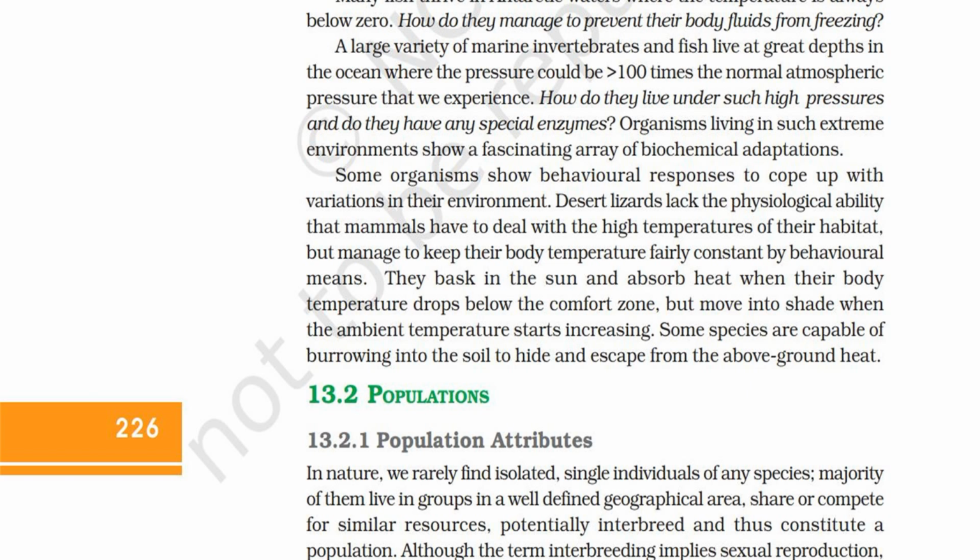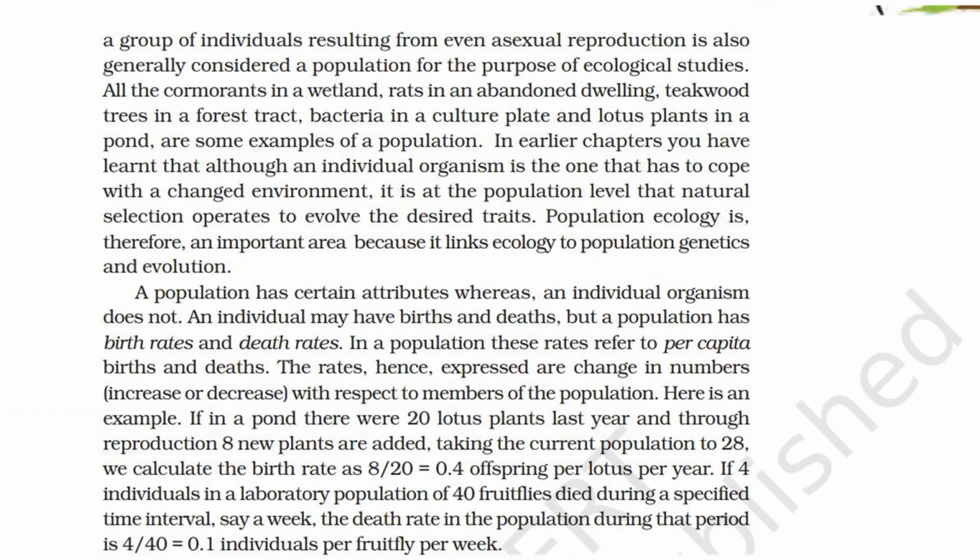Populations. Population attributes. In nature, we rarely find isolated, single individuals of any species. Majority of them live in groups in a well-defined geographical area, share or compete for similar resources, potentially interbreed and thus constitute a population. Although the term interbreeding implies sexual reproduction, a group of individuals resulting from even asexual reproduction is also generally considered a population for the purpose of ecological studies.